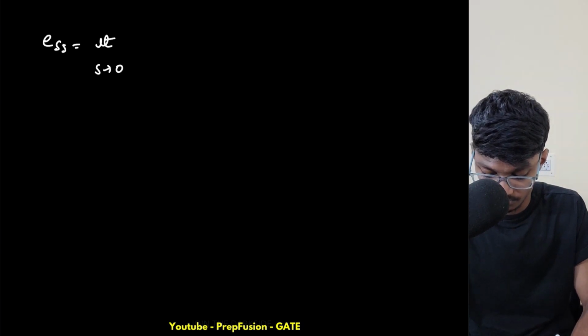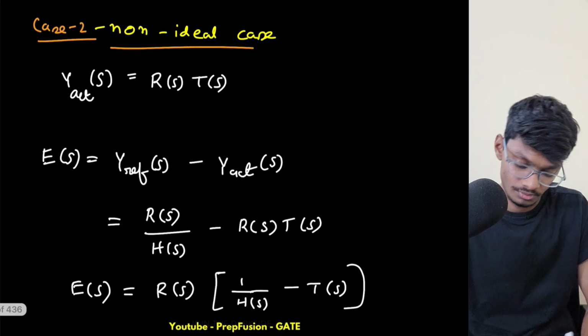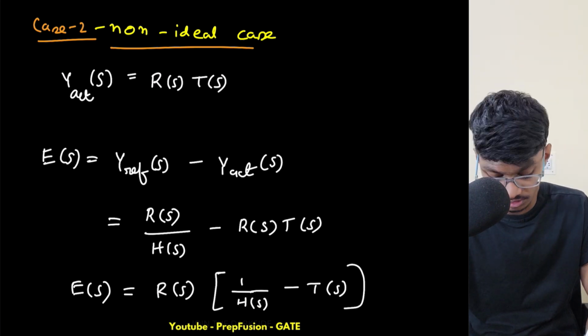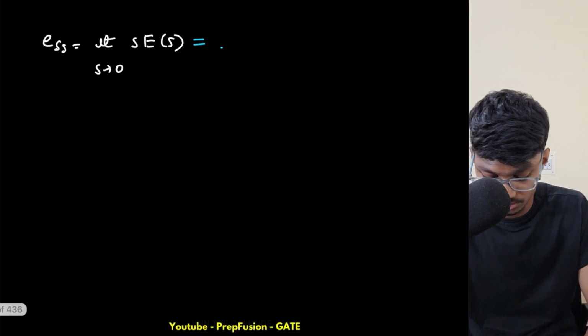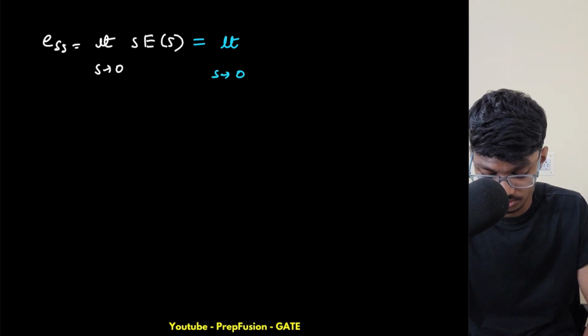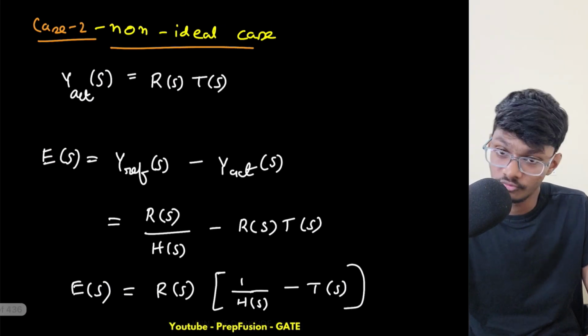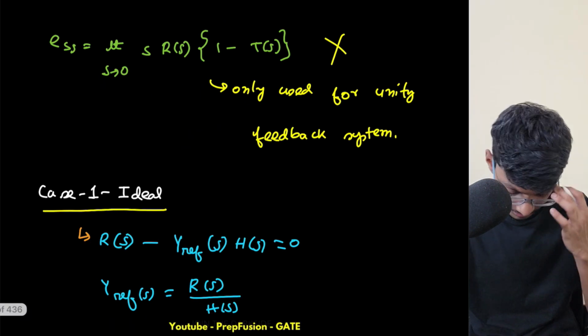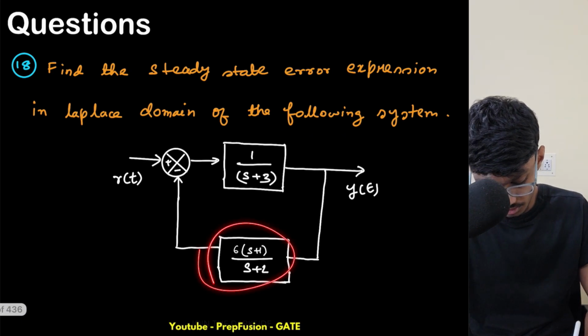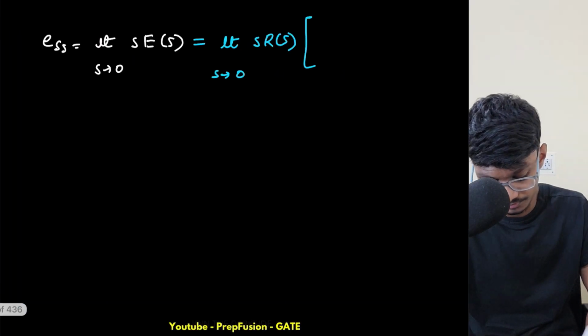So first, for steady state error, limit s tending to 0 of s e of s. So this is equal to s into r of s. So limit s tending to 0, s into r of s times 1 by h of s. What is h of s? H of s is equal to 6 into s plus 1 divided by s plus 2.